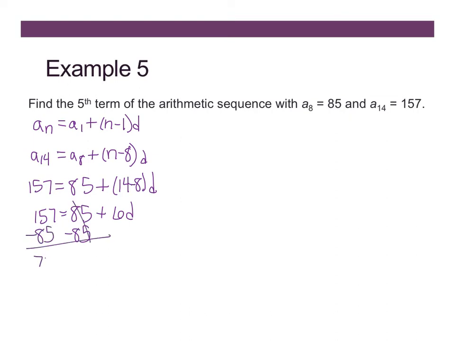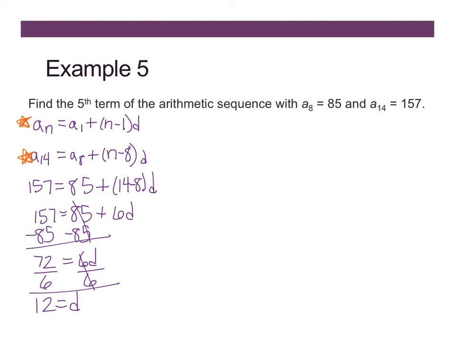Subtracting 85, we get 72 equals 6d. Divide by 6, and we get 12 equals our common difference d. Now, you could go through and find the first term and use the original formula here at the top, but I'm going to use the one that I already created with the a sub 8.